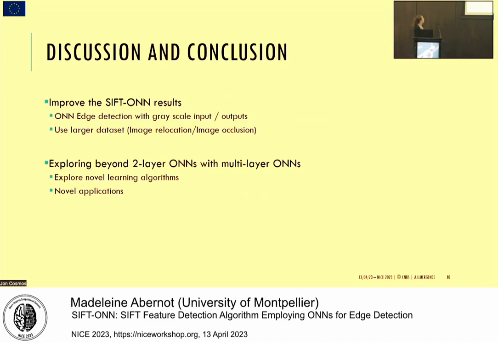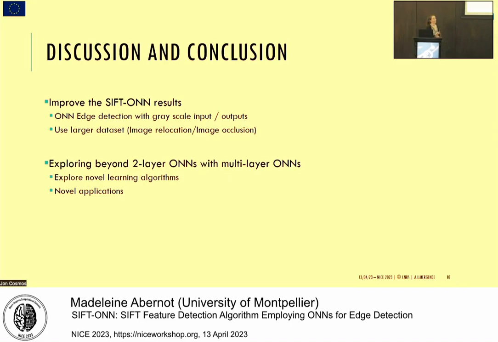To do so, we have one main idea. The main difference between the difference of Gaussian and our ONN edge detection is that the ONN gives black and white outputs, whereas the difference of Gaussian gives grayscale outputs, where some edges are more important than others. So we are exploring how to have grayscale output with ONN, which is not so simple. We would also like to perform other tasks, because we focused on image relocalization, but with feature detection, there are also other tasks like image occlusion and so on.